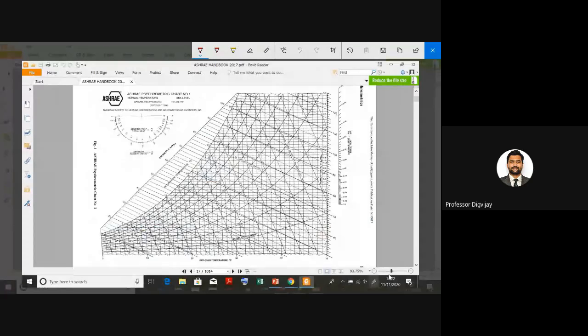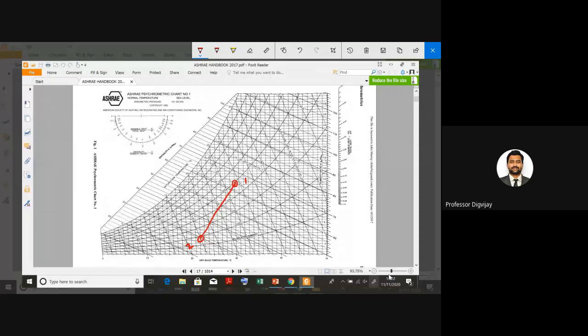Okay, so point P1 was 30 and 50 here. So this was the point P1. Point 2 was 22 and 10 degree Celsius WBT. So this is our point 2. Point 2 here, I have to join with the help of a line. That line should be a straight line.